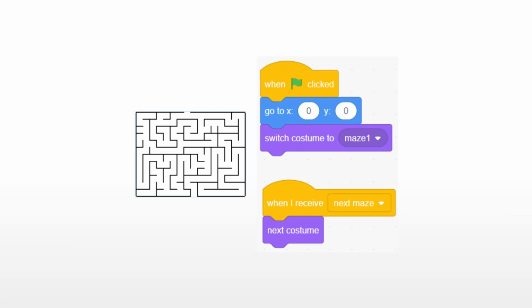In the maze sprite, add this coding block. The top, when the green flag is clicked, is used to reset the maze back to the center, and put on the first costume. The bottom, if the cat catches the mouse, the maze will change to the next level, by changing costumes.